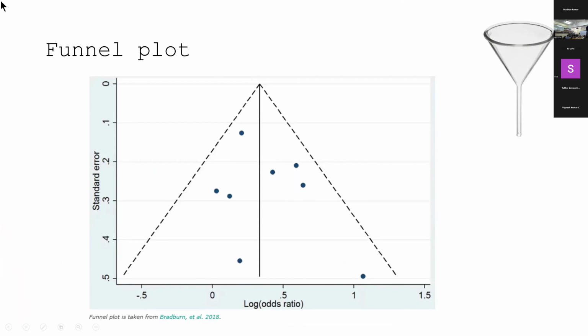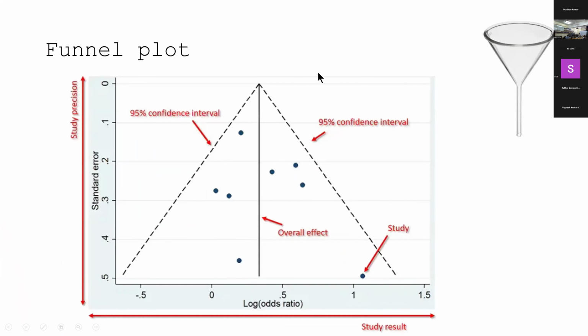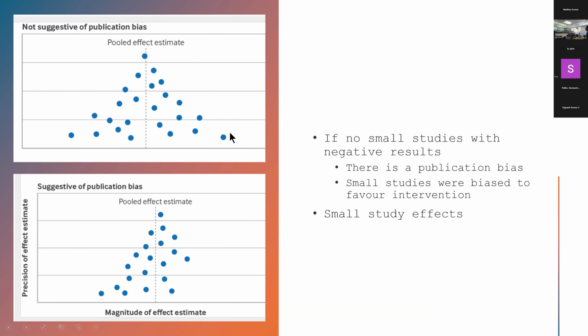Now, this is a funnel plot. It's called a funnel plot because it looks like an inverted funnel. This is the overall effect, and these points are the individual studies, showing the magnitude of their effects. On the y-axis, you have the study precision. As you go up, your study is more precise. So usually the largest studies are on the top and closer to your overall effect. Your smaller studies are lower down because the confidence interval will be wider and they'll be further from the overall effect.